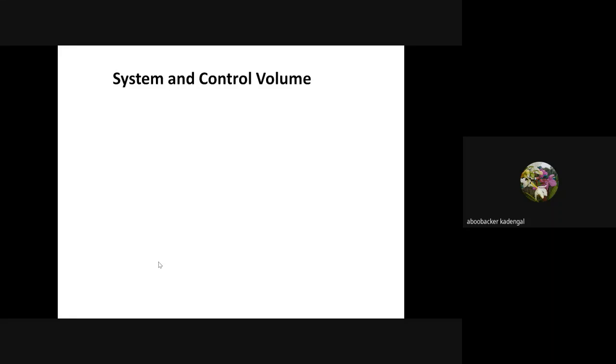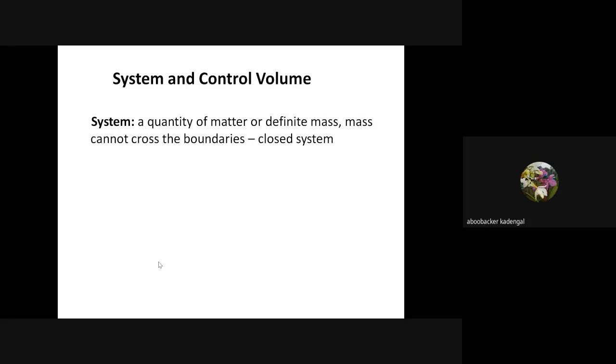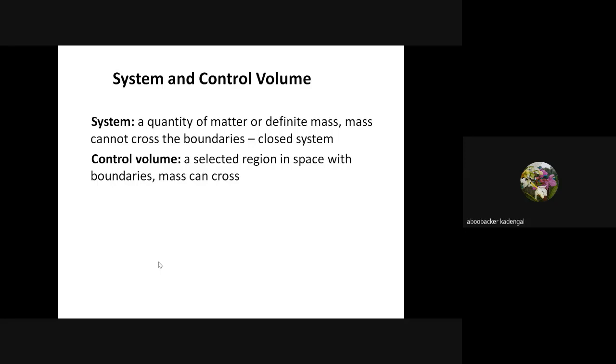Another starting approach in fluid mechanics or thermodynamics or in thermal fluids is we have a system and control volume. This is another fundamental thing we need to understand. The system is a quantity of matter or a definite mass, and in a system, mass cannot cross the boundaries, right, a closed system. Another, control volume, is a selected region in space with boundaries. Mass can cross the boundaries, an open system. So closed system or open system, or also system and control volume.